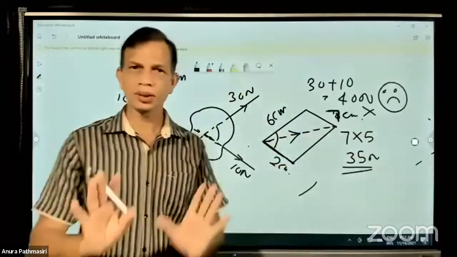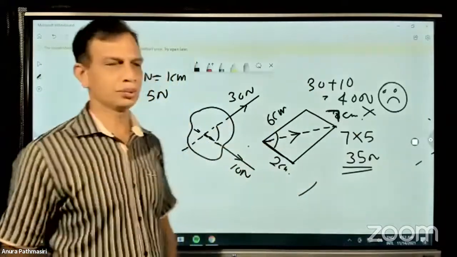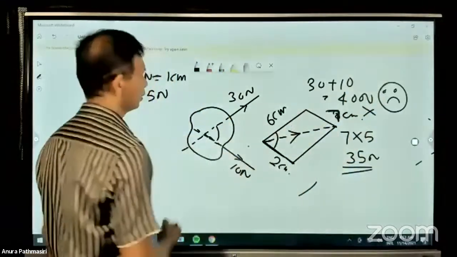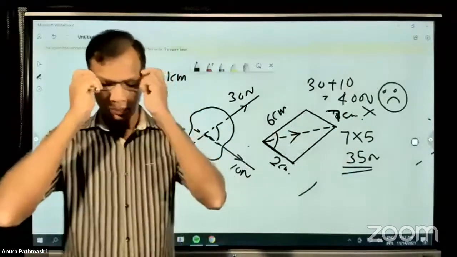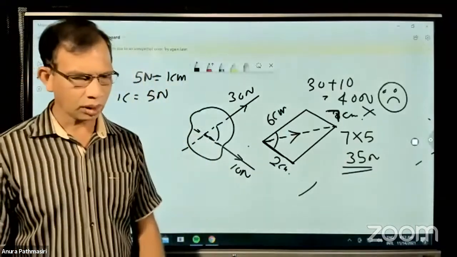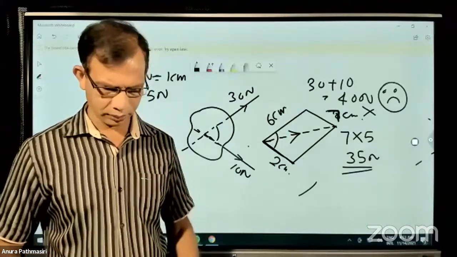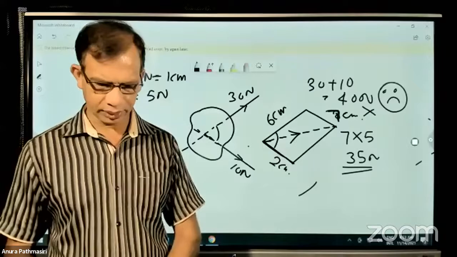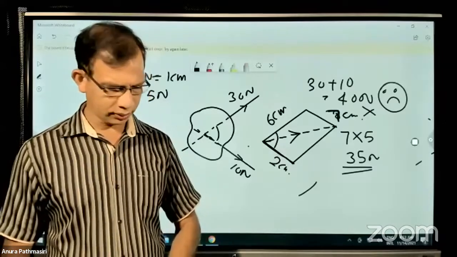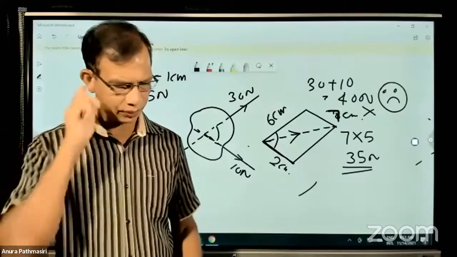But that is not included in your syllabus, so no worries. I just showed you how it can be done, but you don't have to study that one. Only the things that you have to know when the forces are non-collinear. Is it in the grade 11 syllabus? No. It is in your maths A level, only A level, not in the O level syllabus.